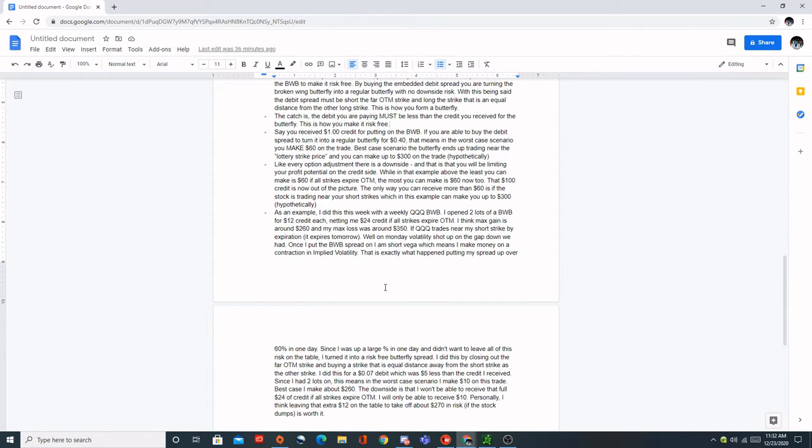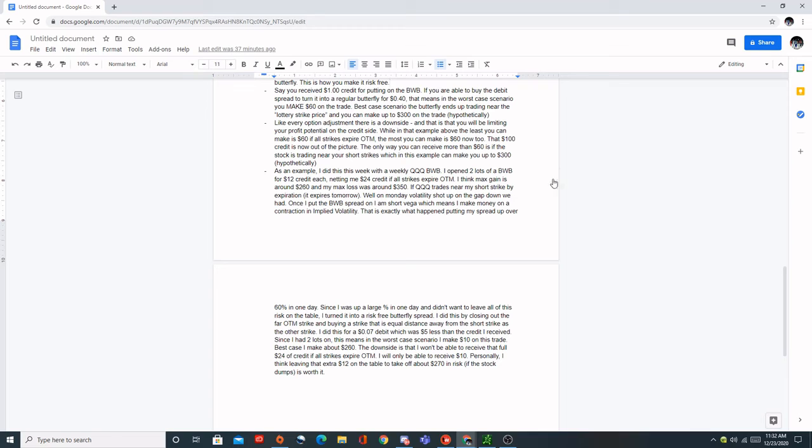As an example, I did this week with a weekly QQQ broken wing butterfly. I opened 2 lots of a broken wing butterfly for $12 credit each, netting me $24 credit if all strikes expire out of the money. I think max gain is around $260 and my max loss is around $350, if QQQ trades near my short strike by expiration. It expires tomorrow. And that is if QQQ trades near my short strikes by expiration.